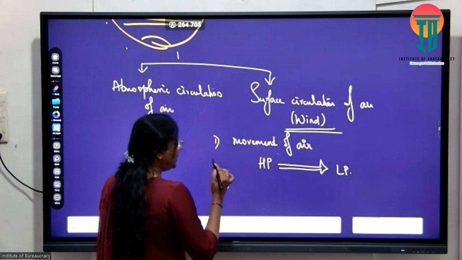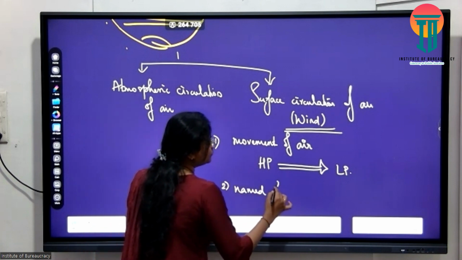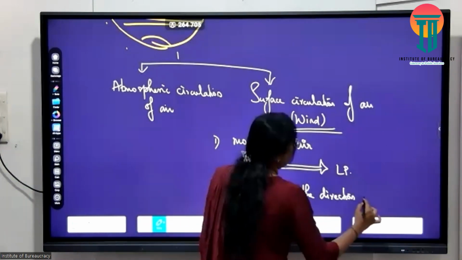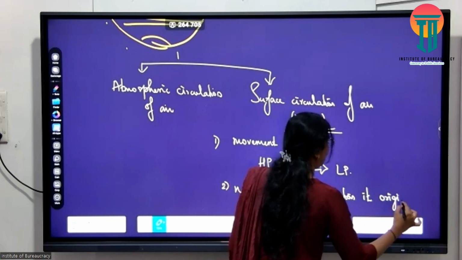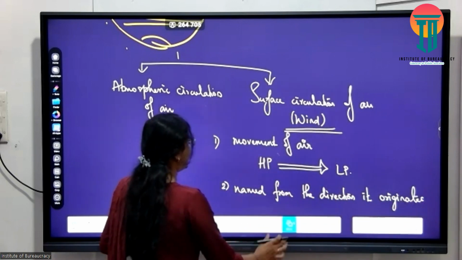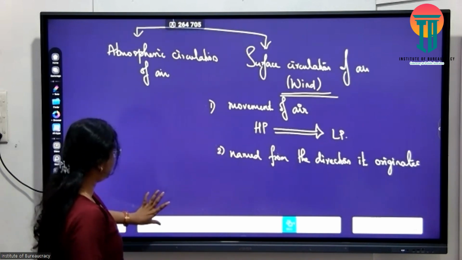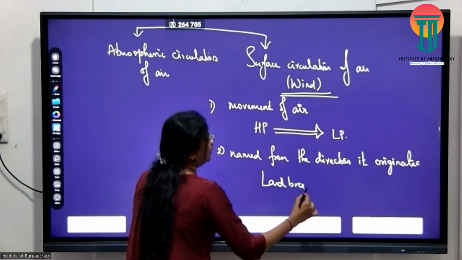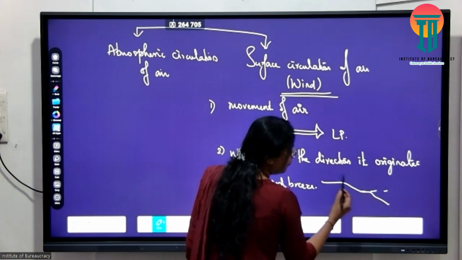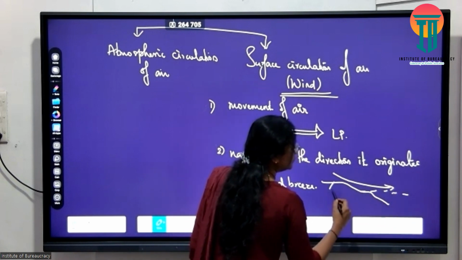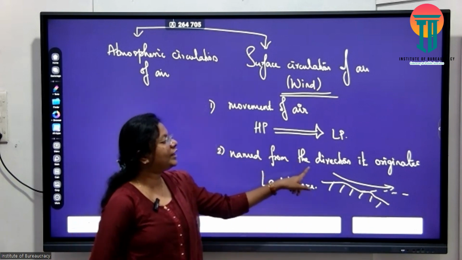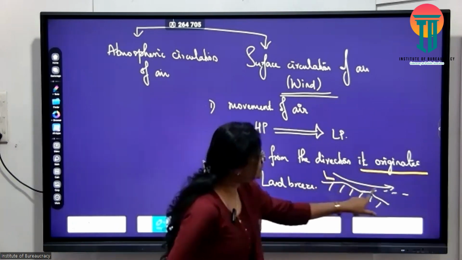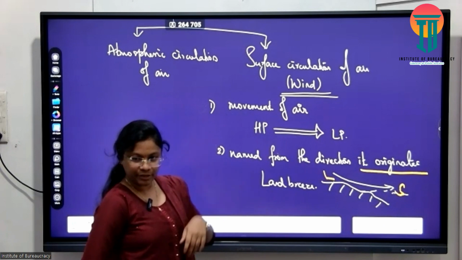Second, a wind is always named from the direction it originates. For example, we saw land breeze and sea breeze. Land breeze is wind moving from land to sea. A wind is always named from the direction it originates, so the wind moving from land to sea is the land breeze. Then what is sea breeze?